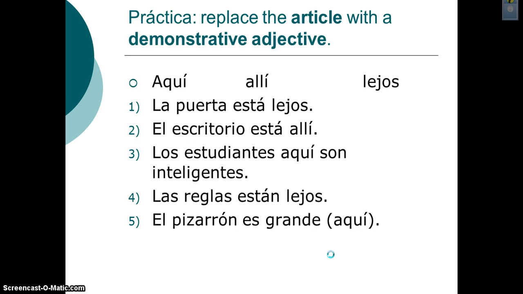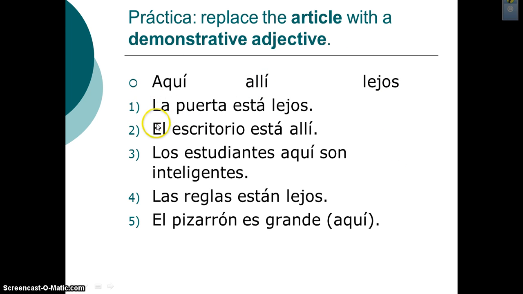Okay, so complete your guided notes and go onto Whipple Hill and do the comprehension check. Okay, you'll see some questions similar to this. This is a practice that you can do. Can you replace the article, the definite article, correctly with the demonstrative adjective? And these are your distance context clues. Aquí, closest, allí, a little bit farther, and lejos, the farthest away. So think about your categories.